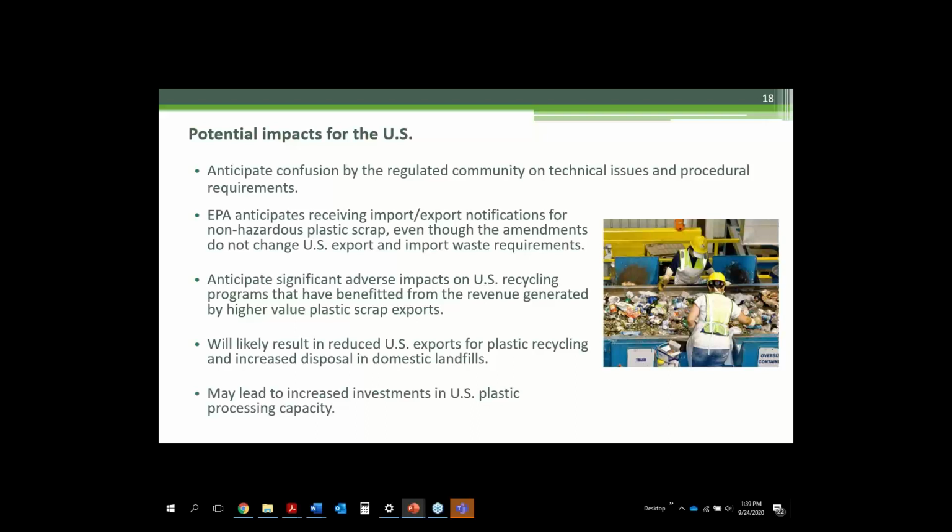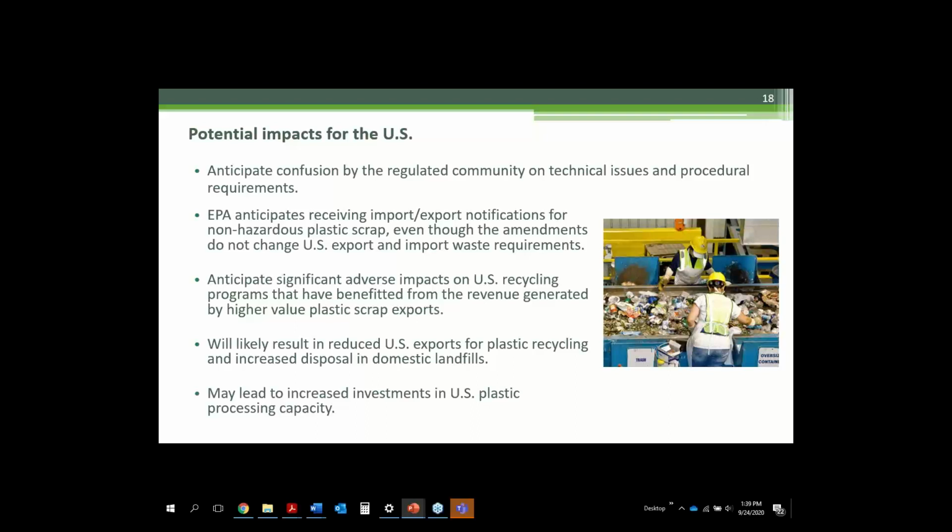Those who are shipping hazardous waste and those who are shipping hazardous scrap have been doing this for decades, but not the plastic scrap community. It's brand new to a lot of folks here. So I think there's going to be some real challenges and some real growing pains initially.